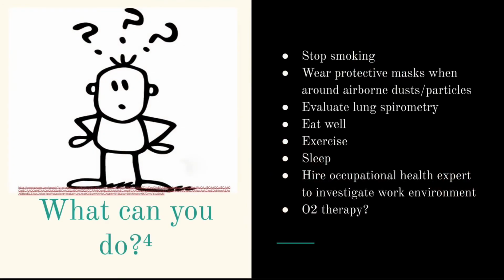So what can you do to maybe help prevent these diseases from happening? If you smoke, you can try to stop smoking. You can wear protective masks when around airborne dust and irritants. You can evaluate lung function with spirometry according to your physician's instructions to familiarize yourself with lung function and watch for changes. You can eat a well-balanced diet, exercise, get plenty of sleep. You can hire an occupational health expert to investigate your work environment, and if you need, you can do O2 therapy.